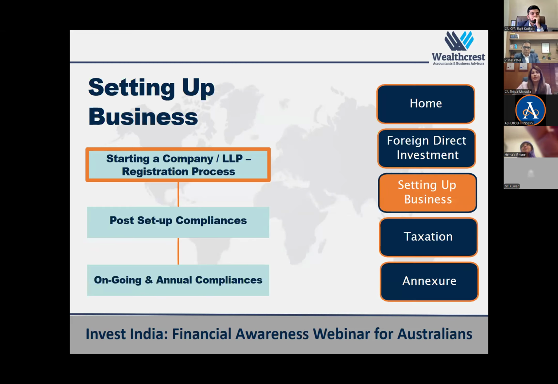Then, setting up business in India, as we mentioned, there are the options. Most of the companies would be having either a company or an LLP, right? So before registering the company, you need to understand what documents are required. Whenever you are registering a company in India, whatever Australian documentation there is needs to be apostilled from the Indian embassy over there in Australia, right?